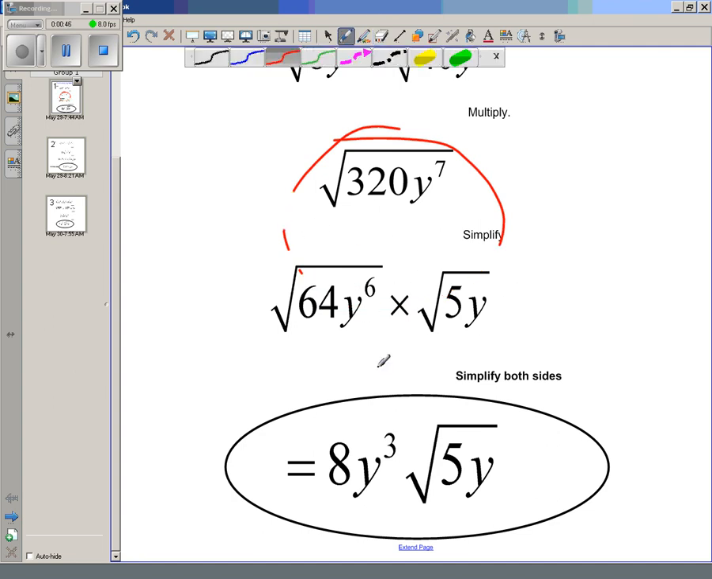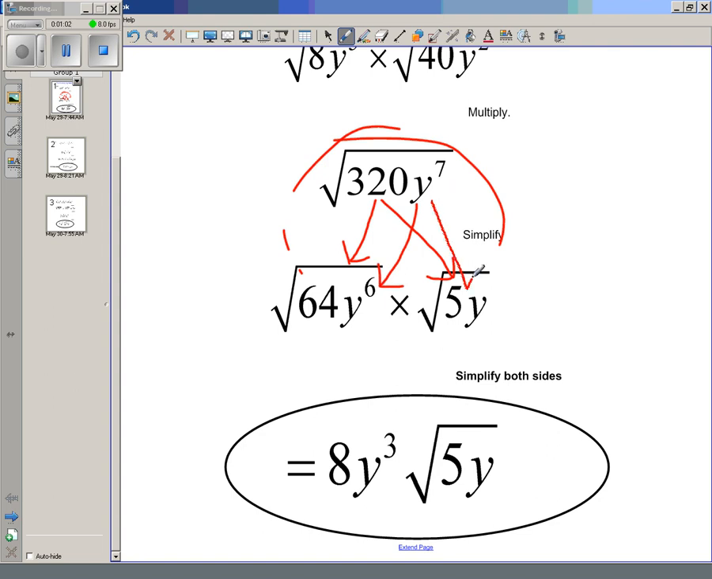After this, you want to simplify 320 into 64 and 5, and you want to simplify y to the 7th into y to the 6th and y. You simplify it into 64 y to the 6th because that is a perfect square, and you get 8y to the 3rd. That's what it simplifies to. You cannot simplify 5y any more than it already is, so you just drop it down. And you get your final answer, which is 8y cubed square root 5y. It's your whole final answer.